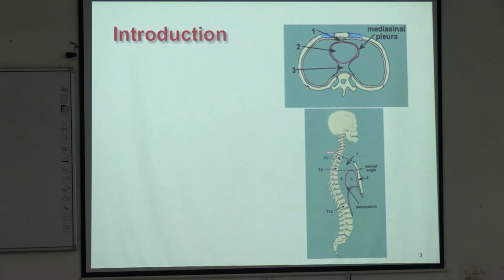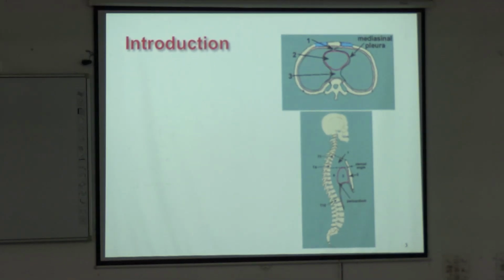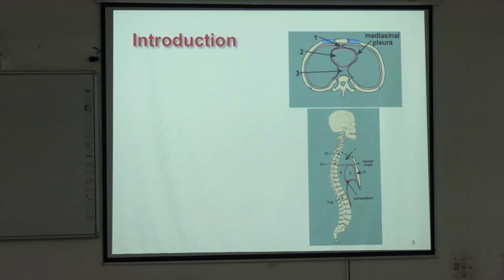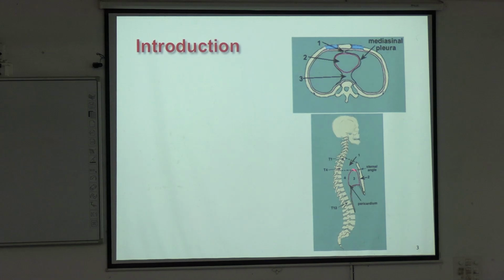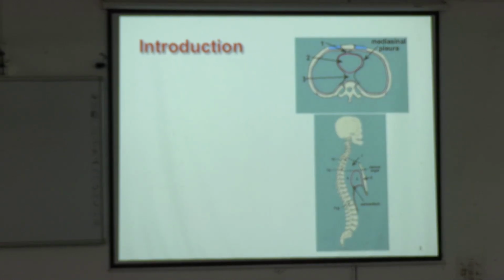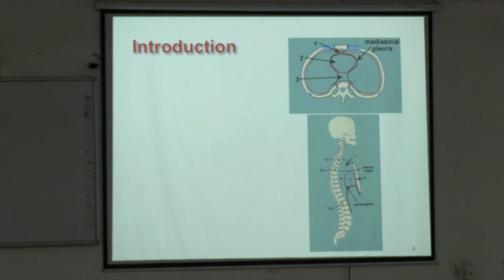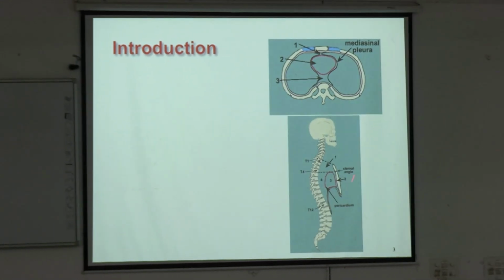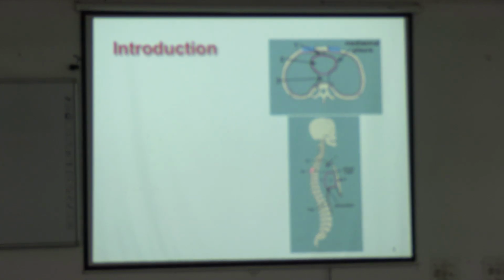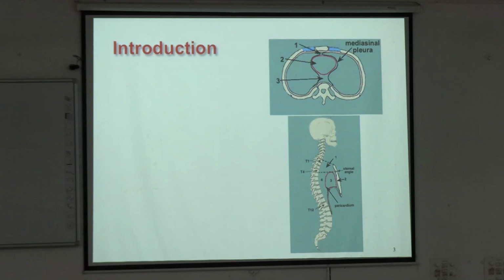We call this the angle of Louis, and we split it into two parts, above and below, which are the superior mediastinum and the inferior mediastinum. The inferior one, because of the centrally placed heart with its covering, which we call the pericardium, splits this inferior space into three spaces: anterior, middle and posterior. We call them the anterior mediastinum, middle mediastinum and posterior mediastinum, which basically address the lower or inferior mediastinum.